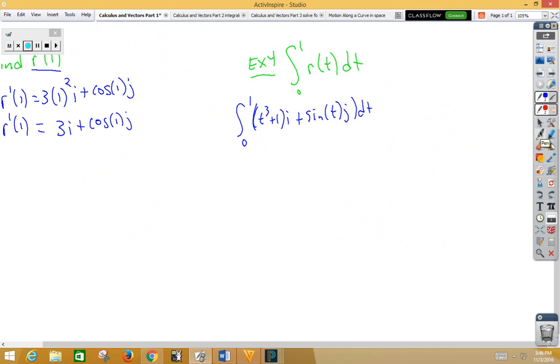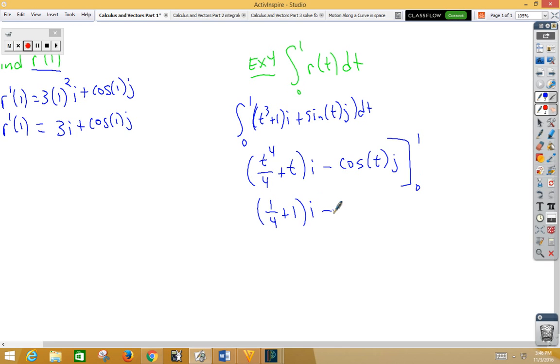So if I integrate, I would get (t to the 4th over 4 plus t)i. The integral of sine would be negative cosine of t j, from 0 to 1. If I plug in the 1, I get (1/4 plus 1)i minus cosine of 1j, minus (0 plus 0i) minus cosine of 0j. Well, let's see.